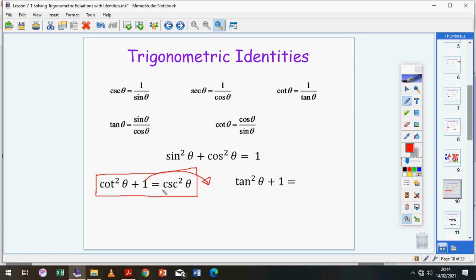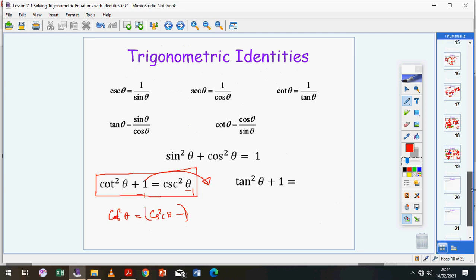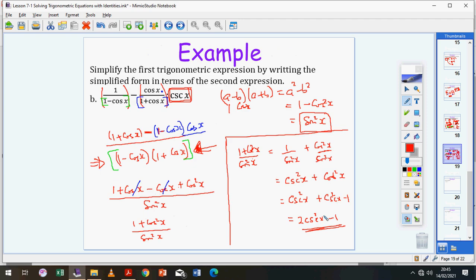I subtracted 1 and ended up with cotangent squared x is equal to cosecant squared x minus 1, and this is what I substituted in place of cotangent. In place of cotangent, I substituted cosecant squared x minus 1, and then my final answer is in terms of cosecant, just as I was requested.